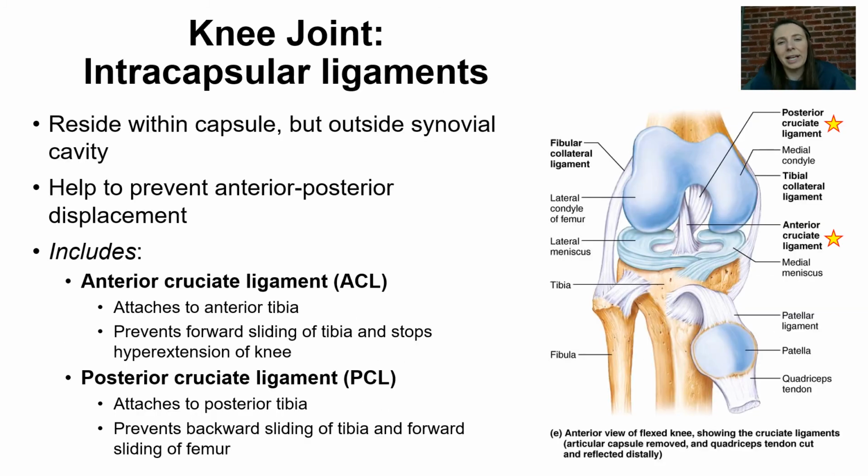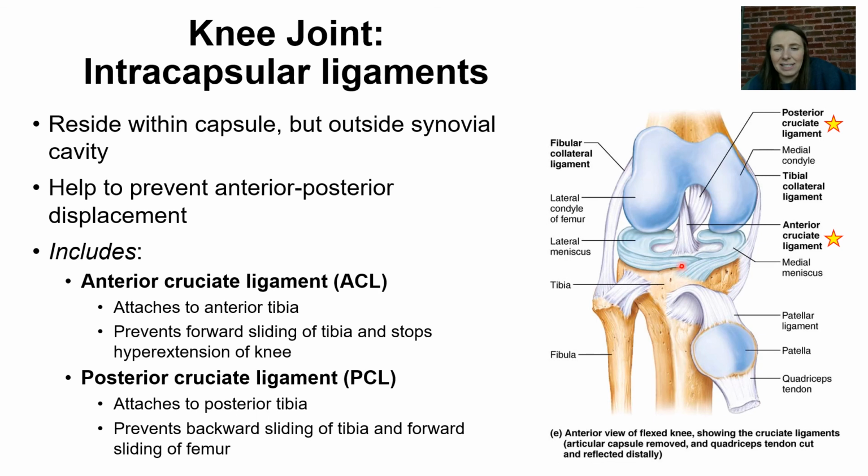And as I mentioned before, we have intracapsular ligaments located within the knee, and that includes the ACL and the PCL. And this helps to prevent anterior-posterior dislocation of the knee itself. And so the ACL, they're actually going to be named based on where they attach to the tibia. So the ACL attaches to the anterior tibia and prevents the tibia from sliding forwards, and so basically it stops hyperextension of the knee.